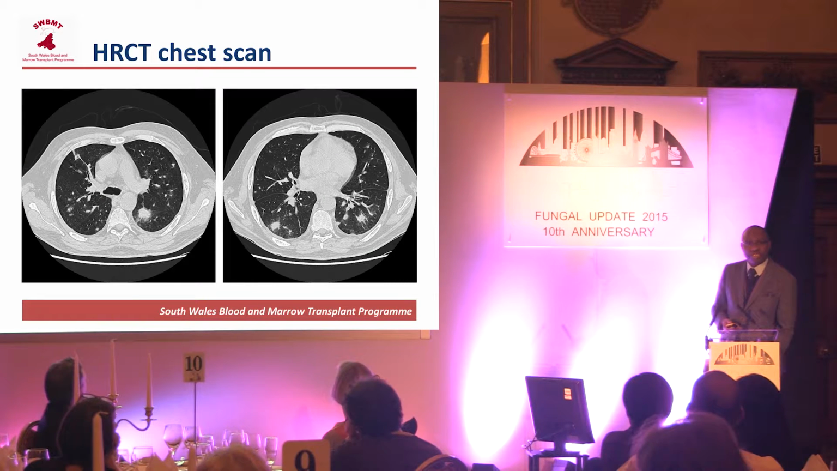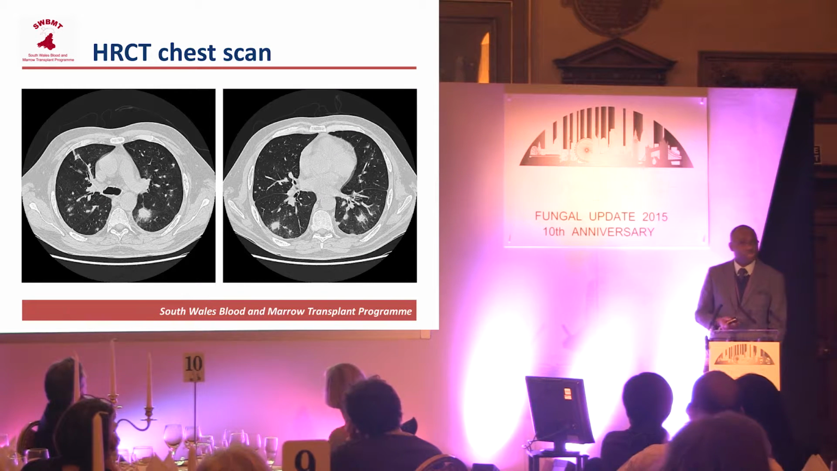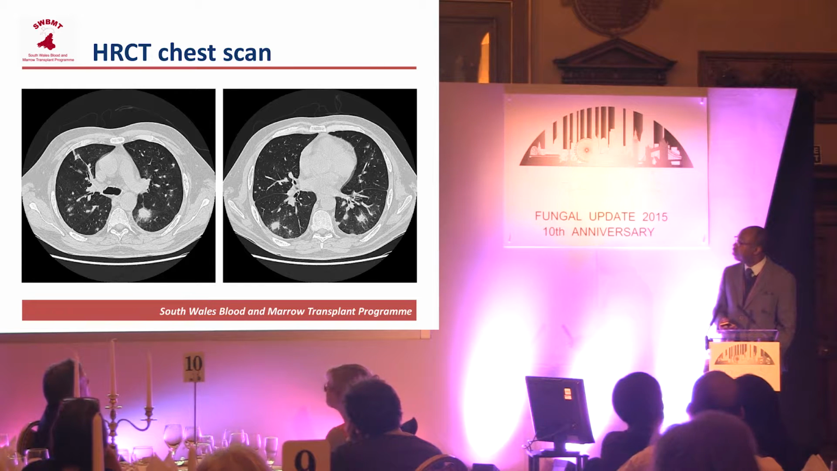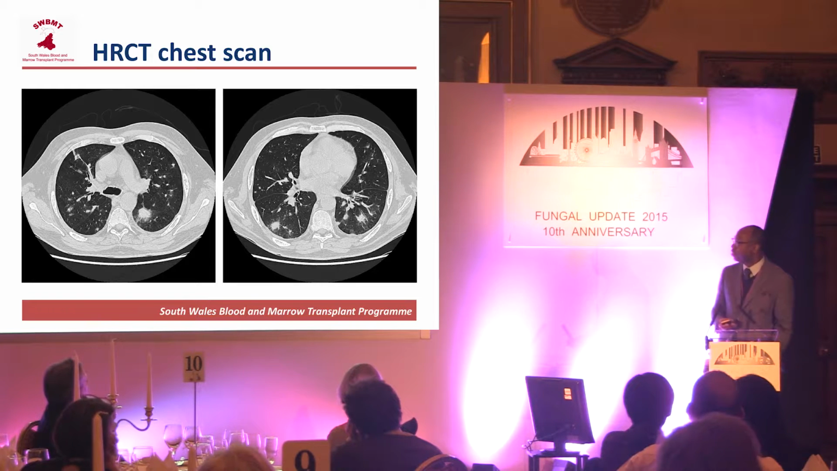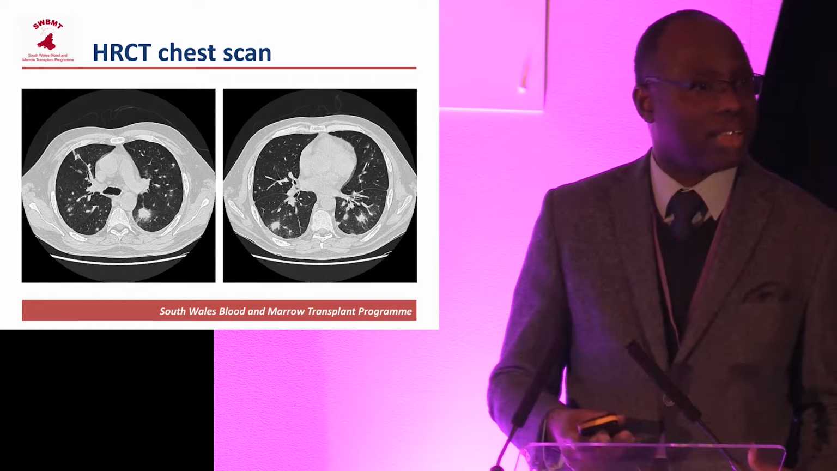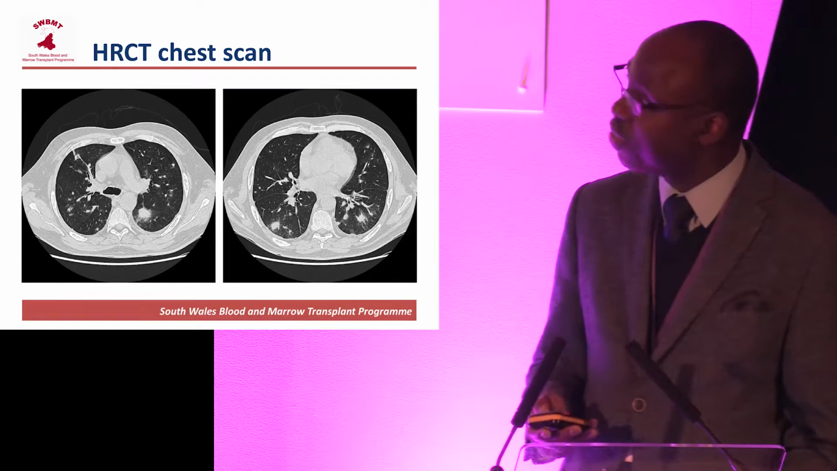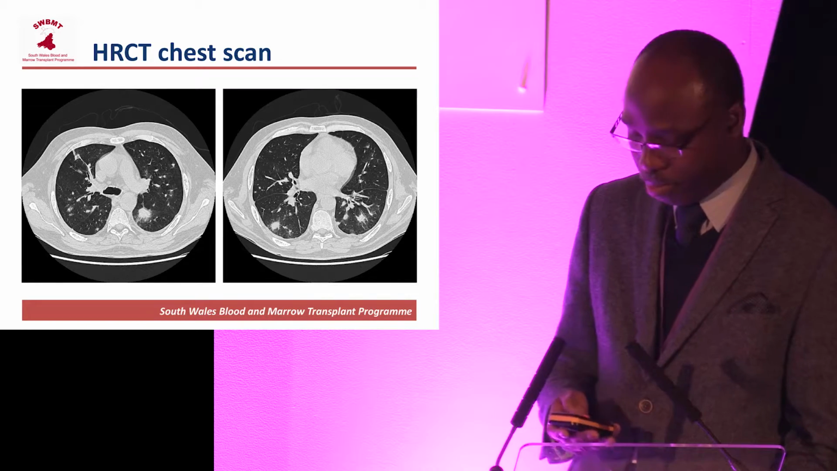A high-resolution CT scan of the chest, and these are just two representative slices, showed the typical dense opacities in a localized fashion with the ground glass halo, consistent with an Aspergillus infection.